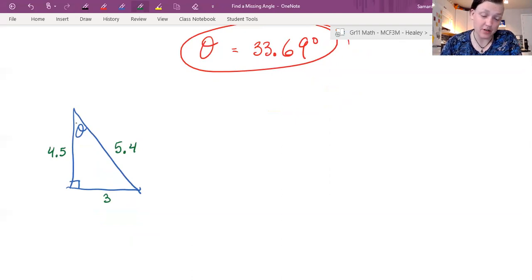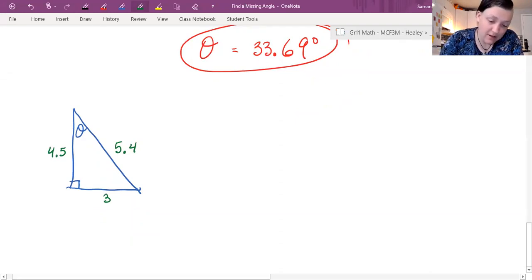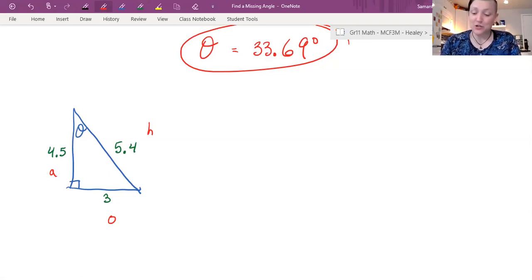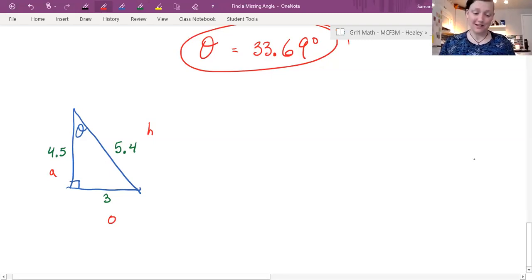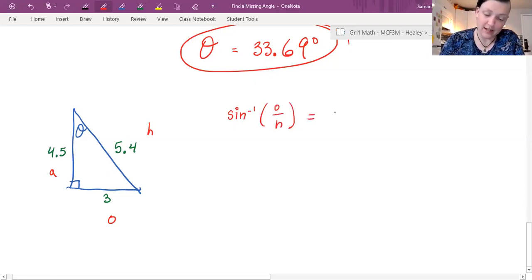So kind of a trick question, because I gave you all 3 sides. For this one, we have the opposite side, we have the adjacent side, and we have the hypotenuse side. So if you have all 3, you could choose whatever you want. So you could say, okay, I'm going to use sine inverse of opposite over hypotenuse to get that angle.